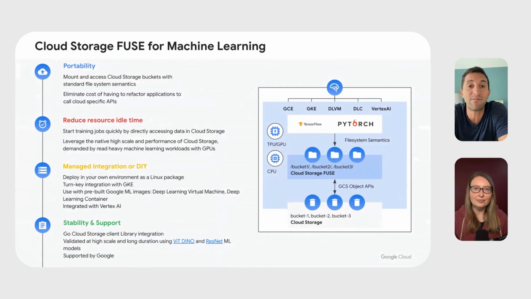The main focus has really been around stability and being able to recommend it for production workloads. We spent a lot of time and effort on making this a very stable product. A lot of work went into fixing some very complex bugs that were uncovered as part of long duration and large scale tests, and then validation using actual ML models such as the ViT, DINO model and the ResNet model to ensure its stability. Again, the main focus here has really been around stability and that this is now a Google supported product.